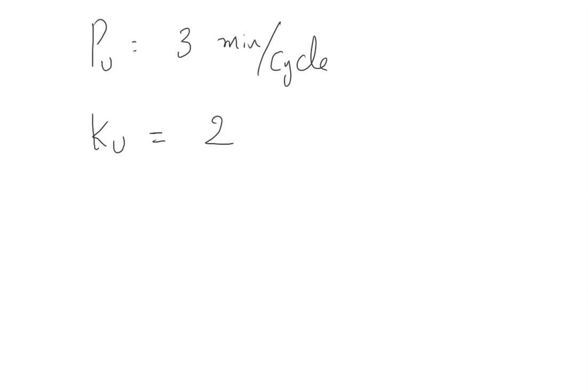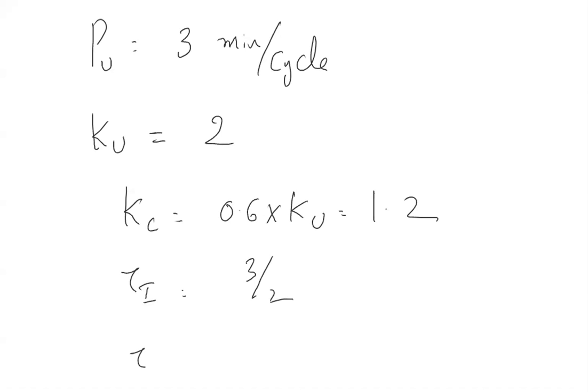So for PID control, what is the Kc? 0.6 into Ku. Tuning means these are the values that you are using in the plant. This is the maximum that you can go, which is 1.2. Tau I equal to, just see the table, Pu by 2, that is 3 by 2. Tau D equal to 3 by 8.